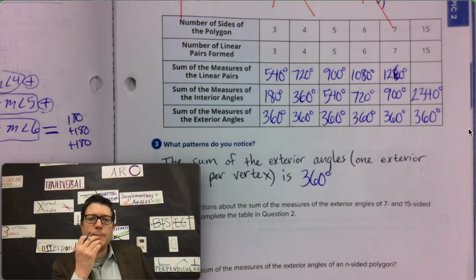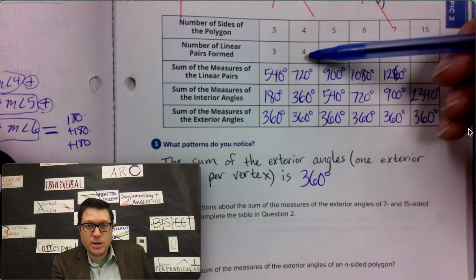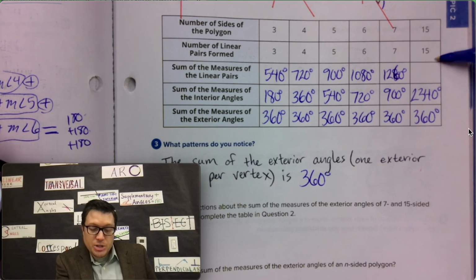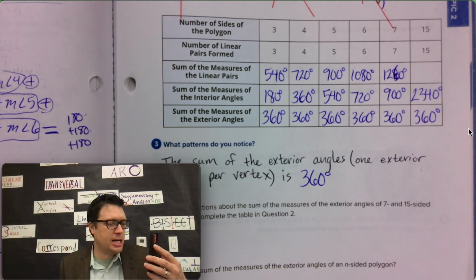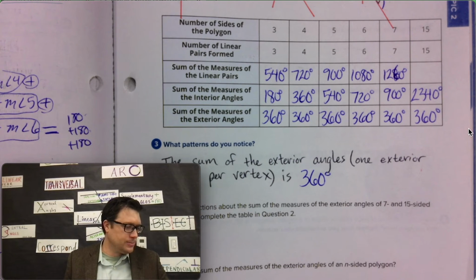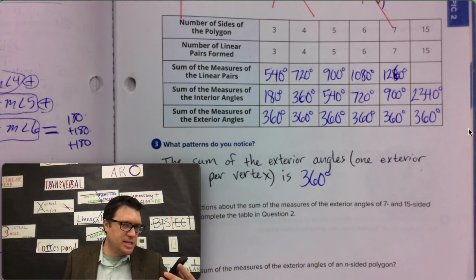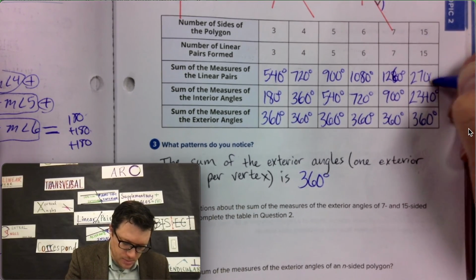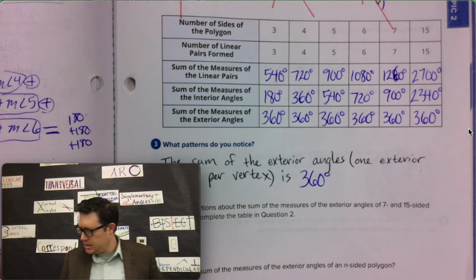The sum of the measures of the linear pairs, you know what? It was 3 linear pairs, 4 linear pairs, 5 linear pairs, 6 linear pairs, 7 linear pairs. So there must be 15 linear pairs. Hey Siri, what's 15 times 180? 15 times 180 is 2,700. And if you subtract, you get 360 again, so everything stays consistent.